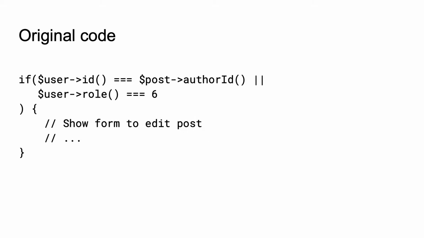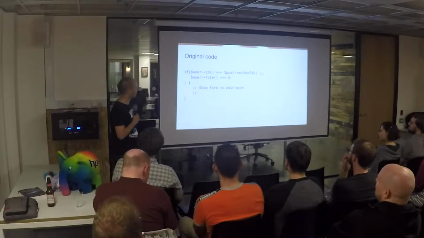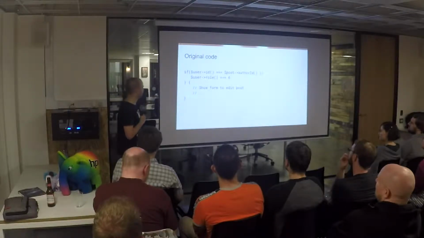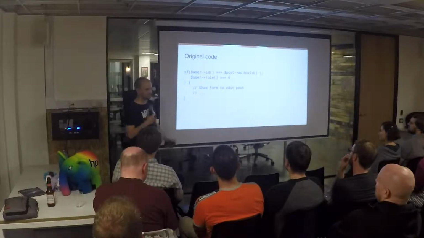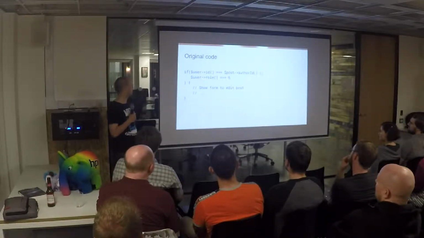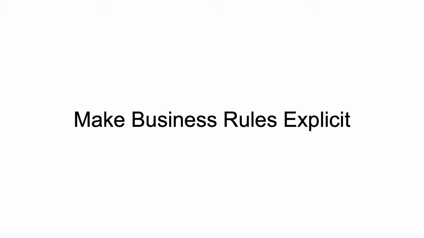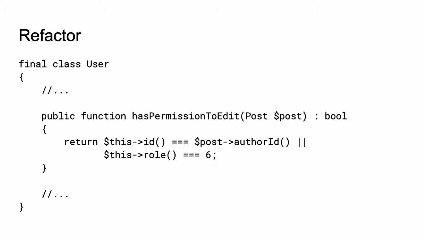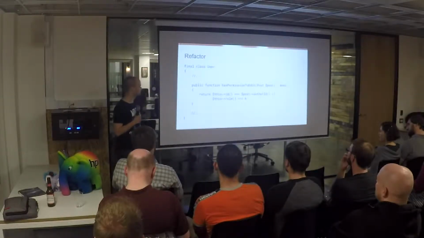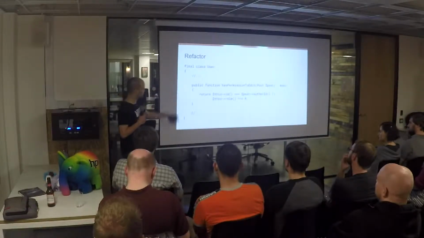So maybe you're going to come across something like this in your code, and it's definitely got some kind of logic going on in there, but you're not exactly sure what it means. There's role equals 6, and I don't really know what that means, but what it does mean is it's going to show the form so the user can edit the post. So what we're going to do is try and make the business rule explicit. We're going to create a new method on our user class called has permissions to edit post, and we're just going to grab our old code there and shove it in there.